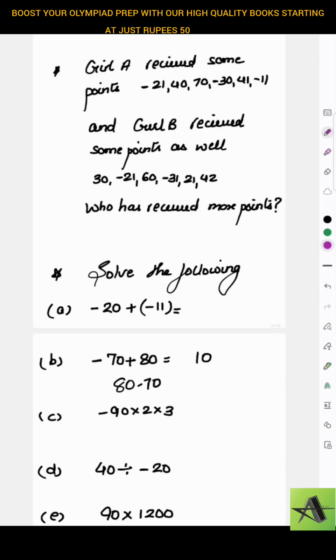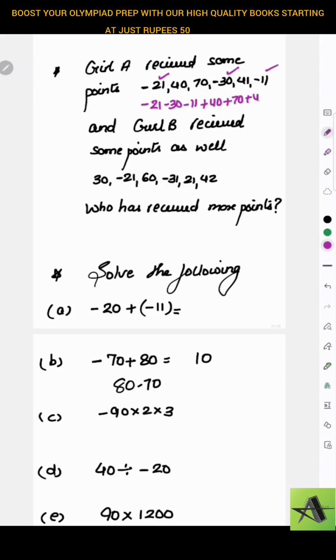So for the first one, I have explained to you, if you have some positive, some negative numbers, you have to group them. All negative numbers you have to bring together, and positive numbers with the same sign, you have to group them. So I'm just bringing all negative numbers together. So negative 21, then negative 30, then negative 11, and all the positive numbers. So that means 40, 70 and 41.